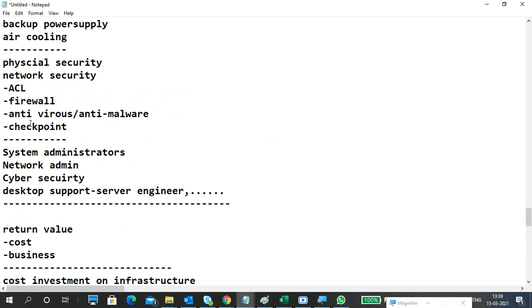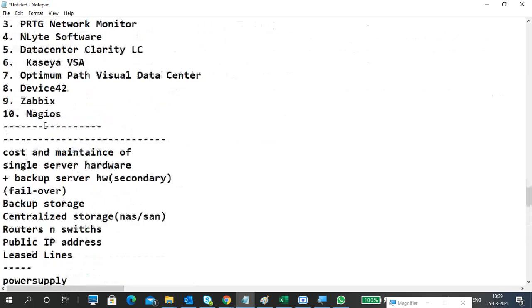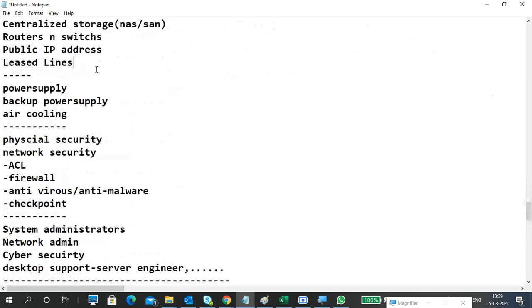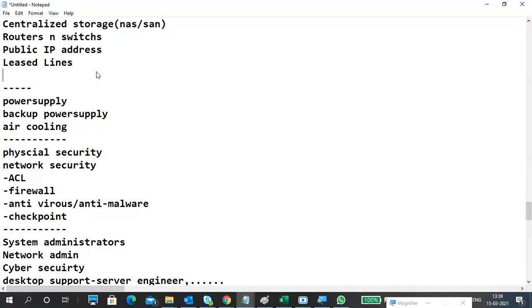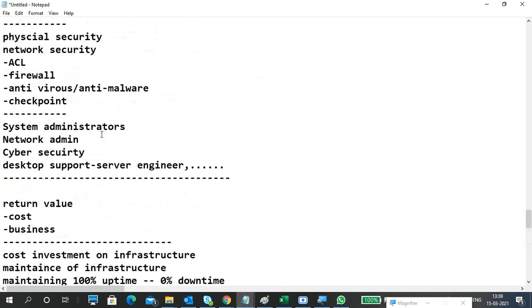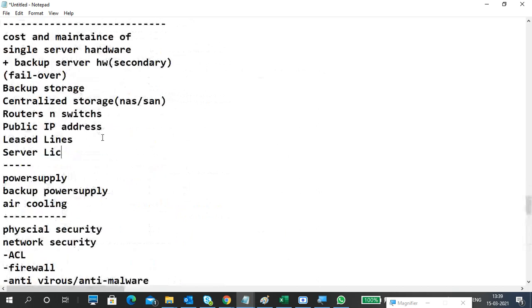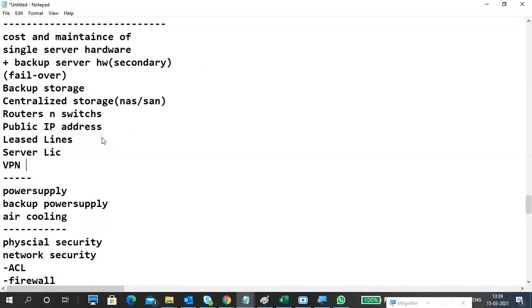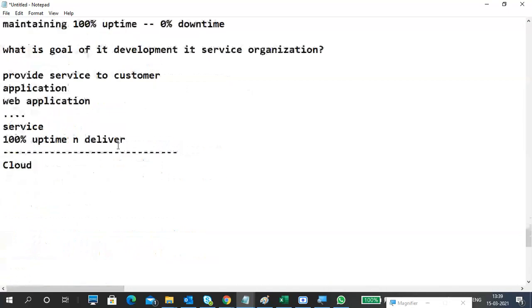So that is also one challenge here, you can include it. This is the hardware part. Now we also have server licenses. If you have a server, then you must take a license, right? You also can't access your infrastructure from everywhere, so sometimes you may need a VPN server for that. But in a cloud you don't require anything.